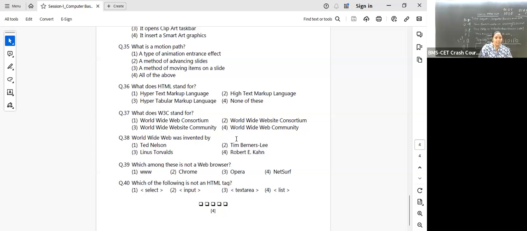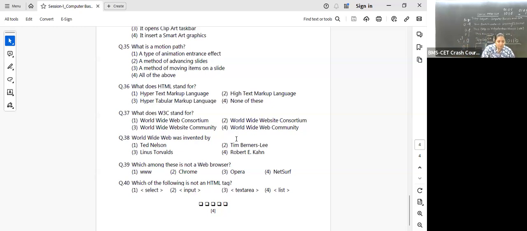Next one, what does W3C stand for? I assume this is World Wide Web. World Wide Web Community? How many of you see this community? I know that it is World Wide Web Consortium. So please mark option A, World Wide Web Consortium. It's not community. That is how they confuse you. All over the world, it's connecting people. No, that means it is community. Don't assume such things.